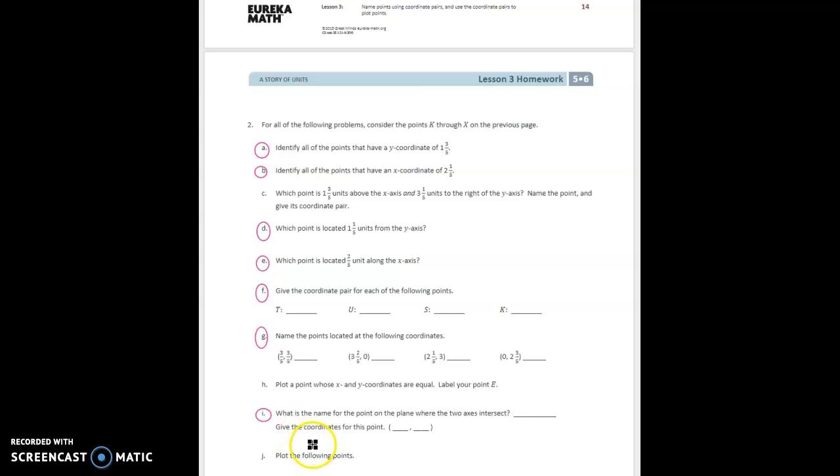And then I, what is the name for the point on the plane where the two axes intersect? The name for the point on the plane where two axes intersect. Remember, I said there's two names that you can call it. It's zero. So what is the word that means zero? Think about that. Zero, and it's also called the what? That's where they intersect, where X and Y intersect and they come to a point. Look back at my graph up there and see what that was called. And then it says give the coordinates for this point. I almost just gave you the answer there. It's going to be a very simple number for both the X and the Y.